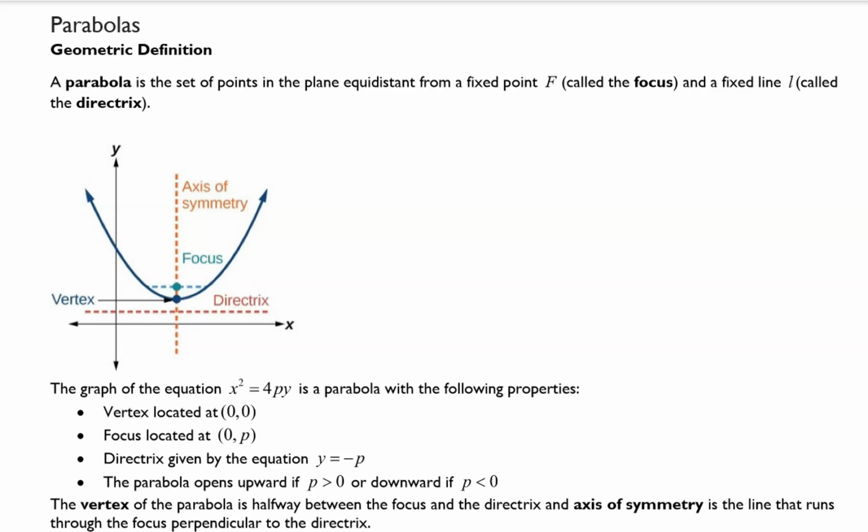So a parabola is the set of points in the plane equidistant from a fixed point F called the focus and a fixed line L called the directrix. Let's look at some characteristics of the parabola.